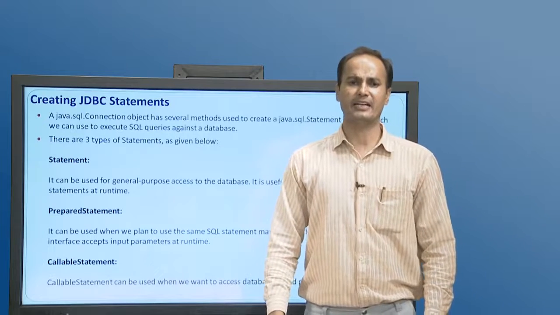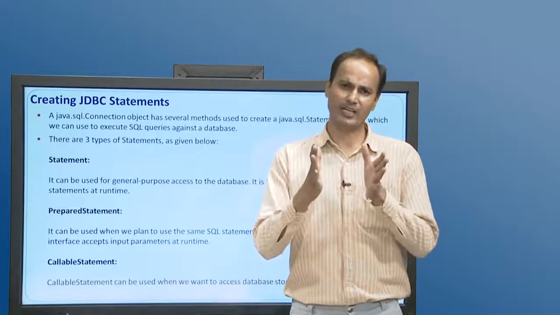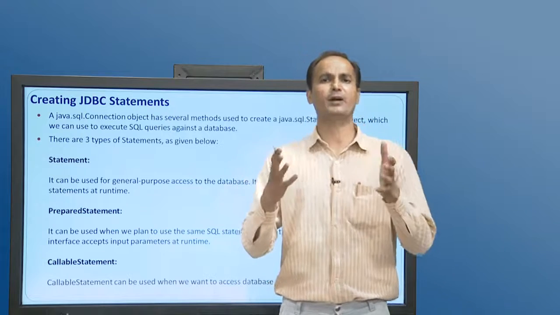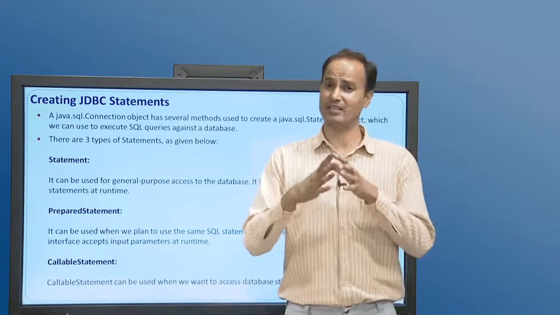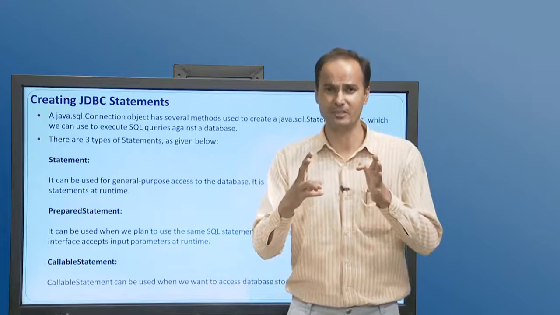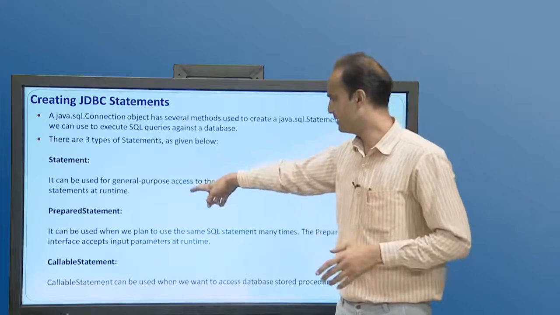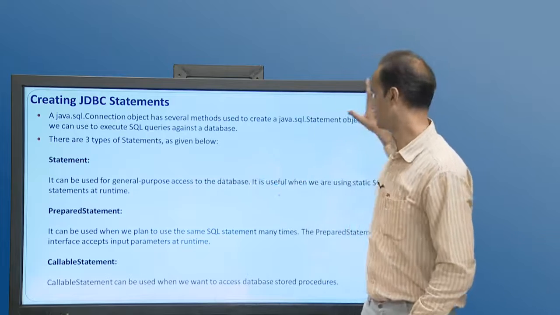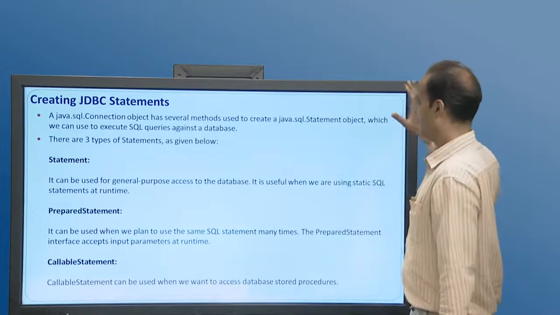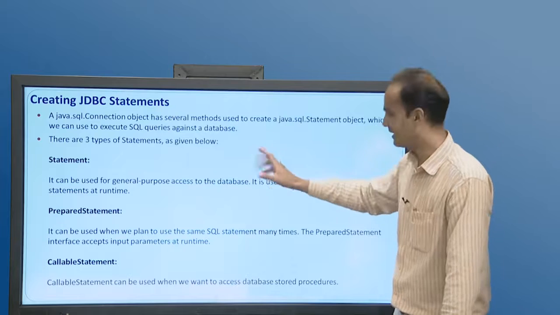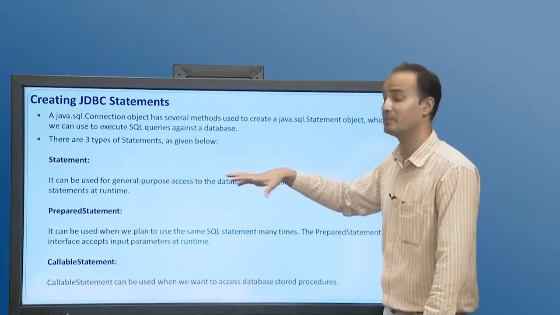Now creating a JDBC statement. When we are talking about a statement, the statement allows us to fire queries to the underlying database. So there are three kinds of statement available in JDBC. One is the normal statement that we have already seen, used for general purpose access to the database. It is useful when we are using static SQL statements at runtime. Second is the PreparedStatement.